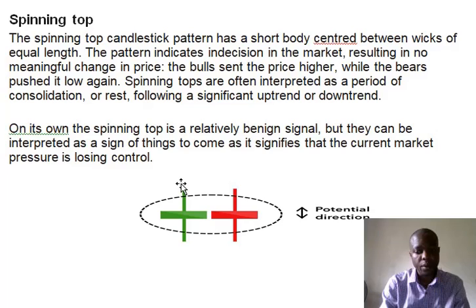The pattern indicates indecision in the market, resulting in no meaningful change in price. The bulls sent the price higher, where the bears pushed it low again. Spinning tops are often interpreted as a period of consolidation or rest, following signals of uptrend or downtrend. So with these signals, we don't know where the price will move. As you can see, the position of the price may be upward or downward.